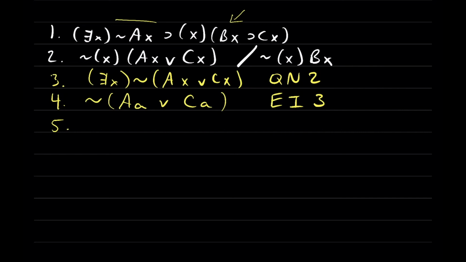Line 4 is the negation of a disjunction, and by De Morgan's rule, I can get this. I can get not Aa and not Ca. This should be review. This is just De Morgan's rule. So line 4, DM, De Morgan's rule.